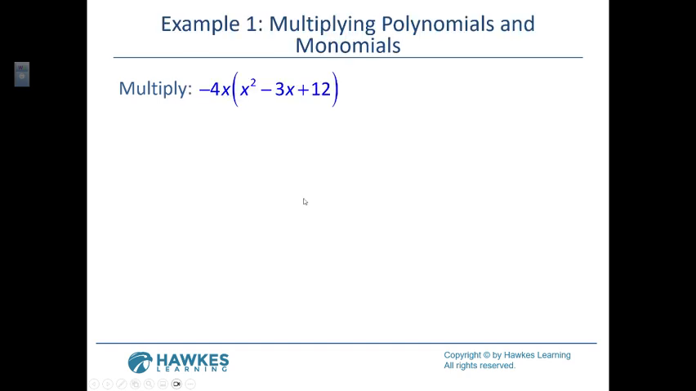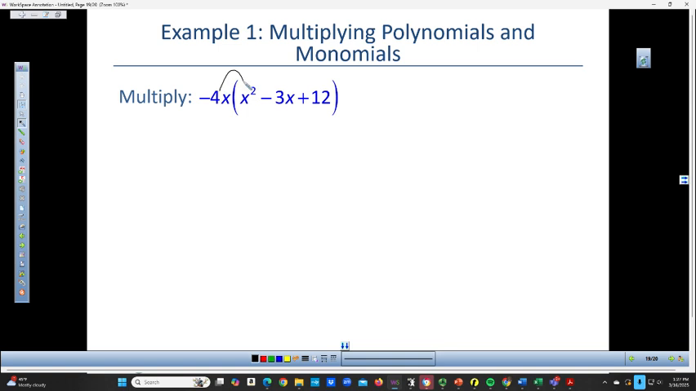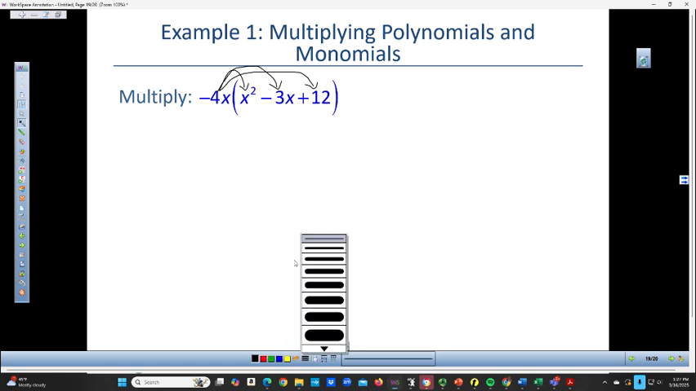All right, so when we come across multiplication, we can see it a few different ways, but this is going to be your distributive property. So this negative 4x needs to distribute into all of these terms. All right, so there's a couple of different ways you can do this. The first way is to just distribute, right? And so I'm trying to thicken this up a little bit.